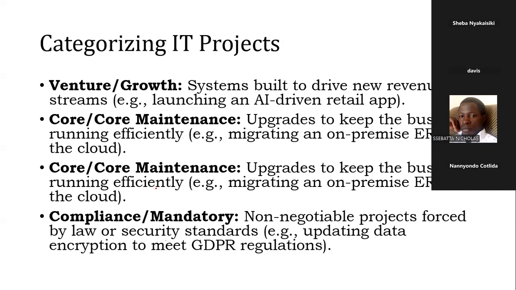Core maintenance. Upgrades to keep the business running efficiently. Maybe it's infrastructure upgrade. Like we said, maybe at Masaka campus, we are thinking of improving connectivity between buildings so we can increase online learning classes, efficiency of online learning. That's an upgrade. Then there are upgrades that keep business running efficiently.